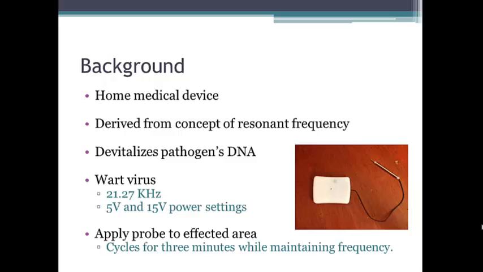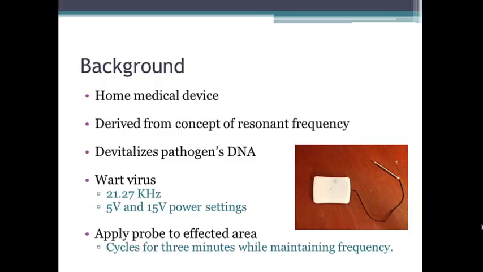So first, I'm going to talk about the background regarding this device. The concept behind it is that it's a home medical device. It's derived from the concept of resonant frequency. So for example, we've all heard of the concept of the harmonic frequency hitting a wine glass and causing it to shatter. In this case, it is shattering a pathogen. So matching the frequency of that pathogen will cause it to devitalize and therefore die. And in this case, it is the Wart virus.